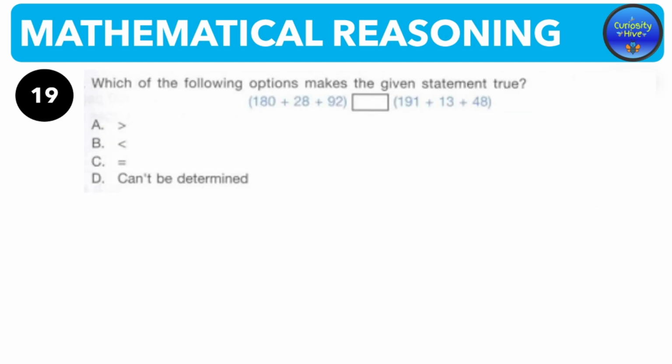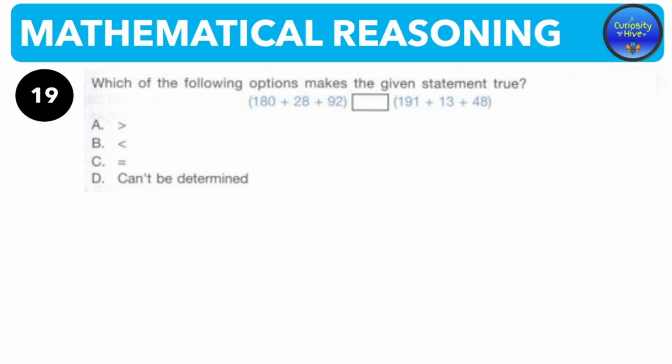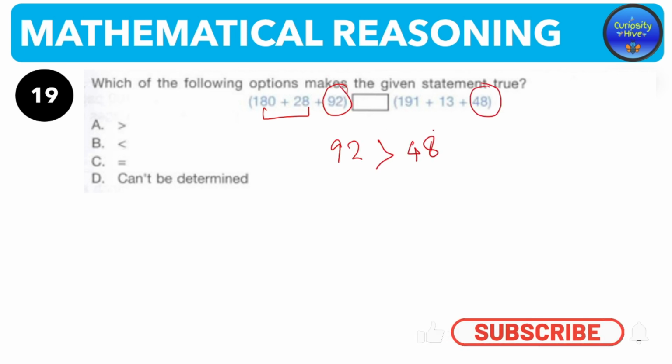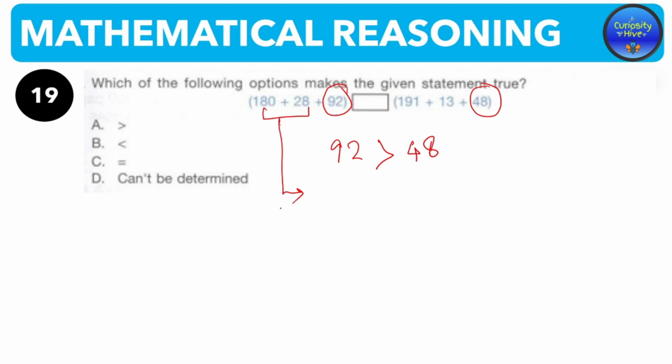Next question. Which of the following options makes the given statement true? Well, there are two ways to solve it. Either you solve each of these equations and come to your answer, but it may take more time. Another smart way of doing it is this. Now let's take these two numbers only. Now we know that 92 is more than 48. Now if we can find out that the sum of this is more than this, then we know which side is greater. Let's see what is 180 plus 28.